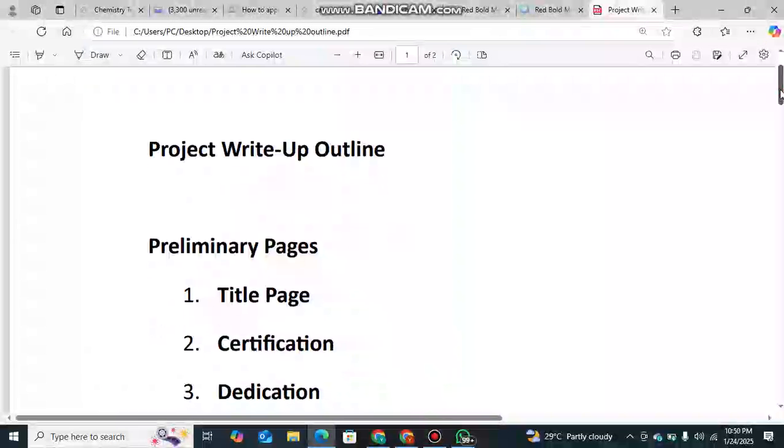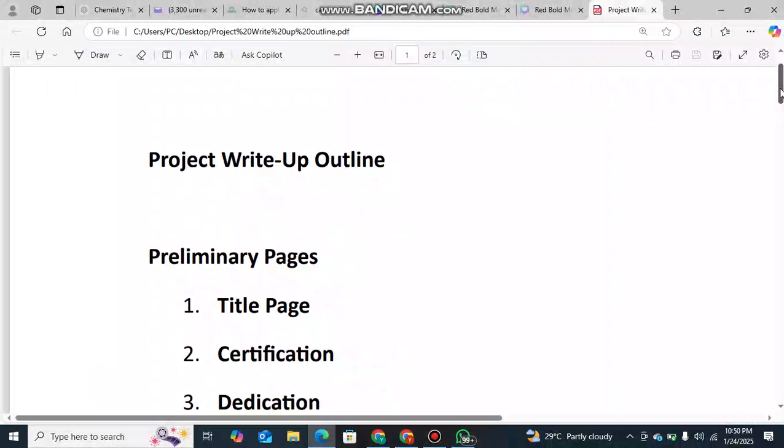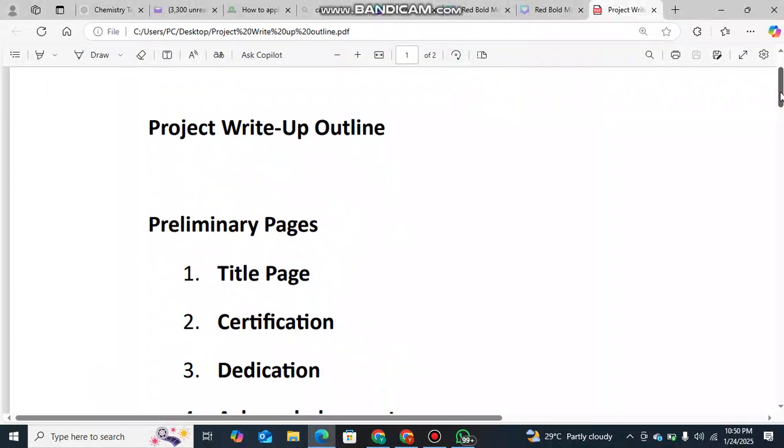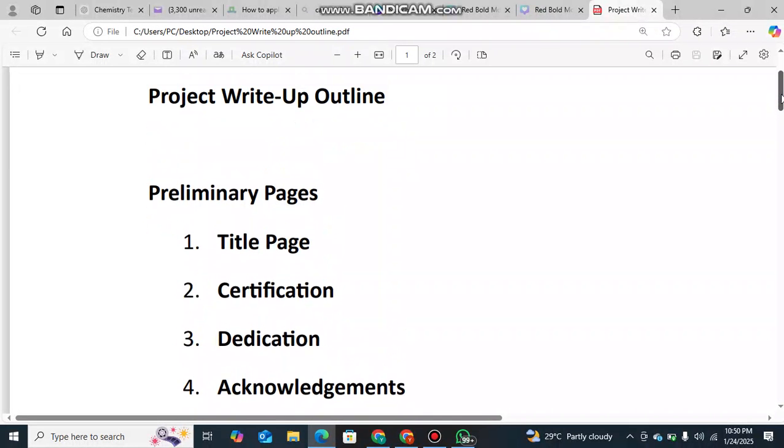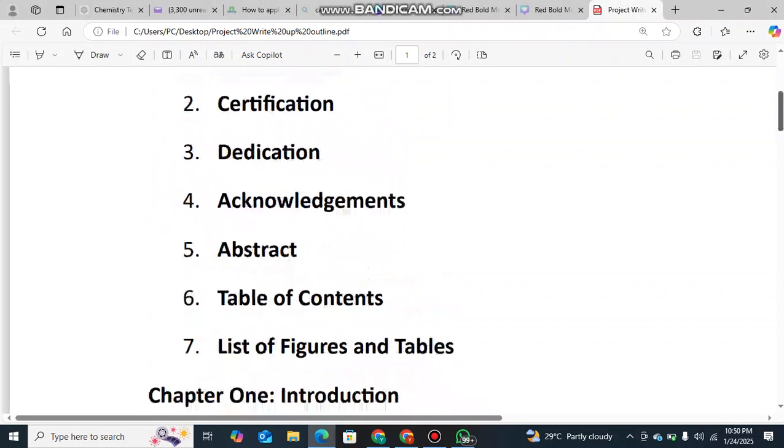My screen right now is the project outline for any project write-up, irrespective of your level, whether you are an undergraduate, postgraduate, pre-degree, or whatever it is. As long as you are writing a project, this outline actually shows the various sections that are required in your project write-up. Now let's begin to look at it.